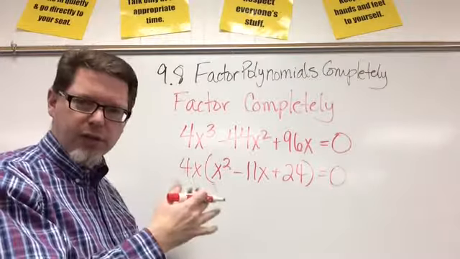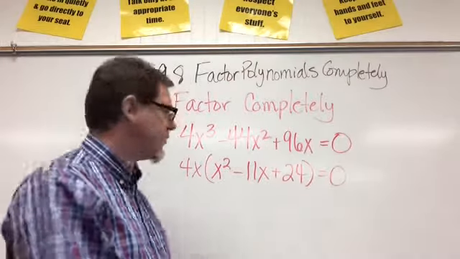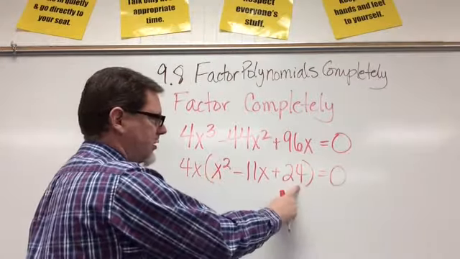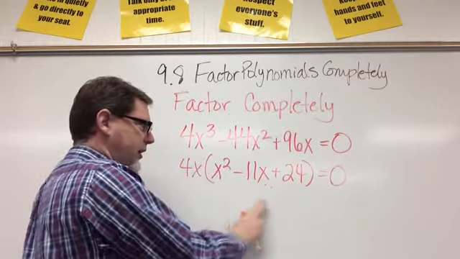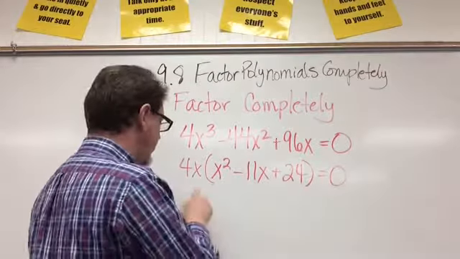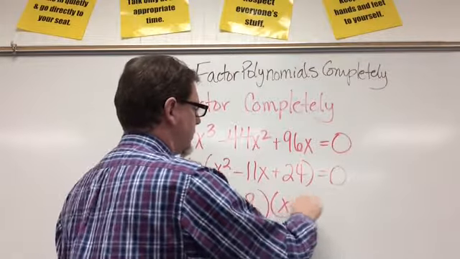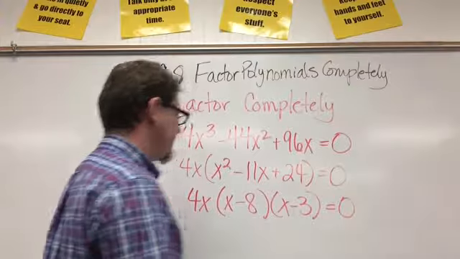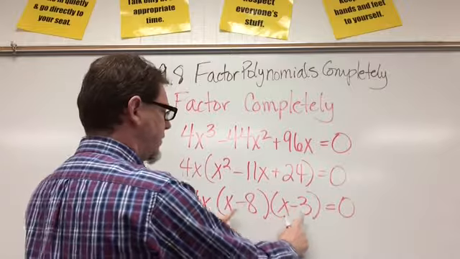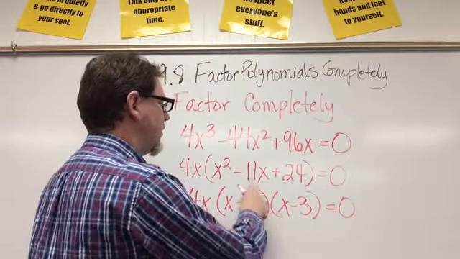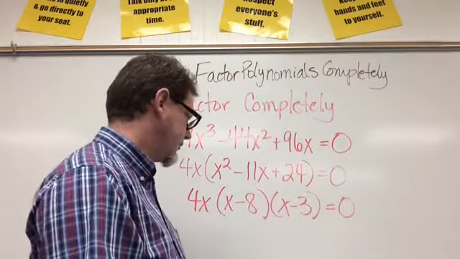So I have my 4x. I'm just going to leave it alone. But I need to see how I can factor x squared minus 11x plus 24. Well, thankfully a is 1. So I just need to find 2 factors of 24 that add up to negative 11. And I know both of those factors are going to be negative, so I'm going to use negative 8 and negative 3. So 4x times the quantity of x minus 8 and x minus 3 equals 0. Because x times x is x squared, outsides is negative 8, insides is negative 3, add up to negative 11, and then negative 8 times negative 3 is positive 24.